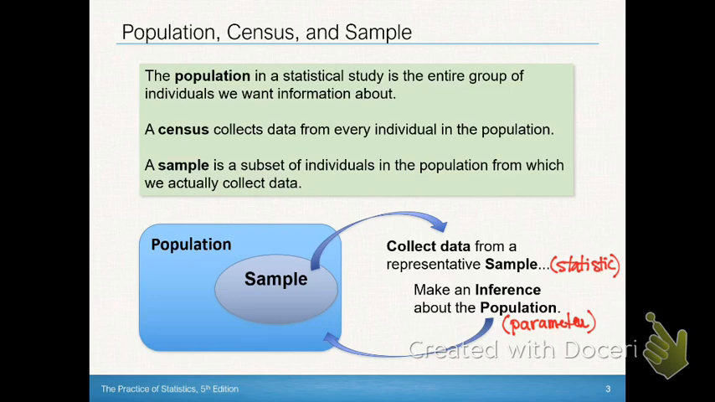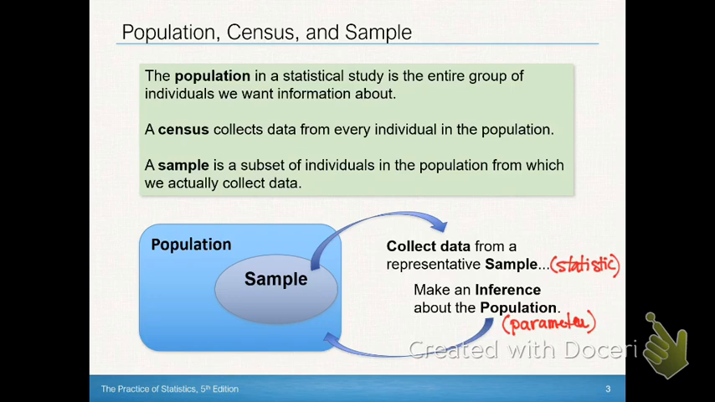Now, two other vocabulary terms that are important here are the idea of a statistic and a parameter. Statistics and parameters are essentially similar things. They're summaries. So maybe you find the mean or maybe you find a proportion. The statistic is just the mean of the sample or the proportion of the sample. And then the parameter is the mean or the proportion of the population.